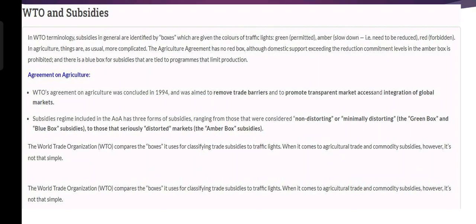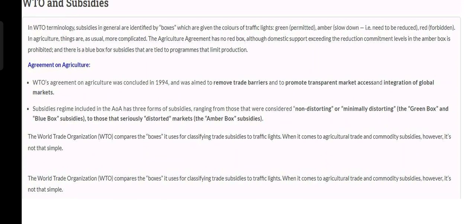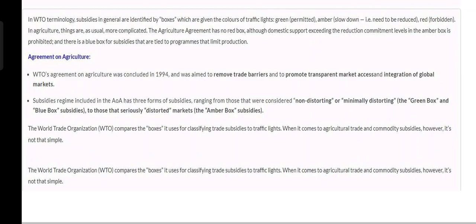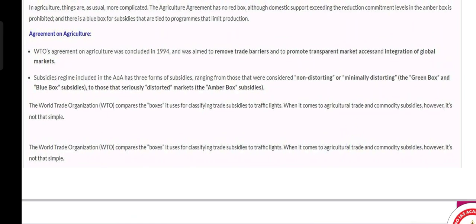So we have given you the slide about WTO and the disputes that go on. For example, there is an Agreement on Agriculture which was done in 1994, and this agreement talks about regulating the subsidies in the agriculture sector. That's why there is a classification of subsidy into three categories. Okay, and why this classification? To remove trade barriers, to promote transparent market access and integration of global markets.